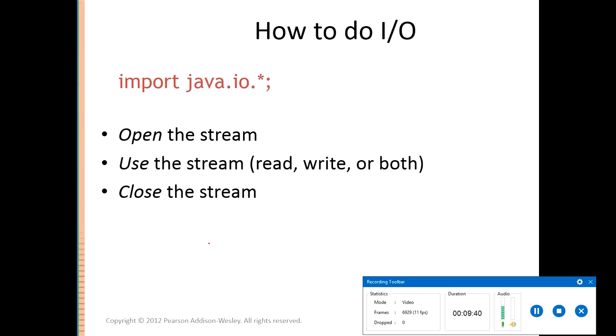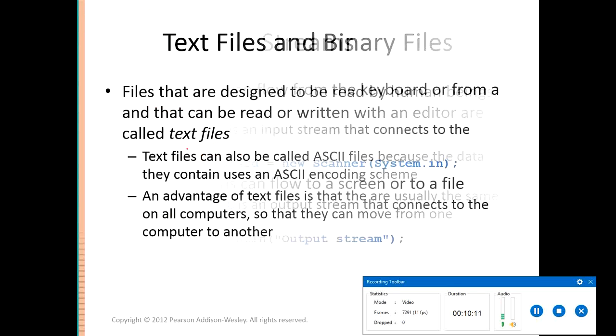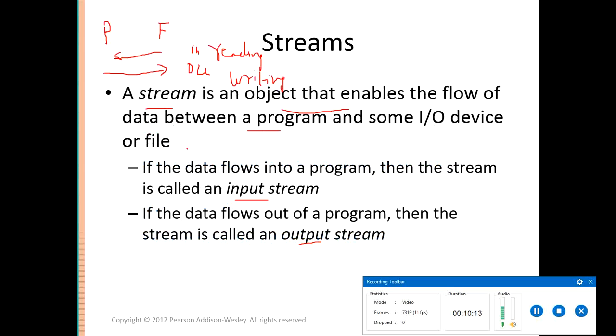So how do you perform the file input-output? First thing is you import java.io.*, because all our classes that are related to handling the file input-output are in the package io. So how are you going to do it? There are 3 steps. First of all, we are going to open the stream, input stream or the output stream, right? So if I go back, input stream or the output stream.